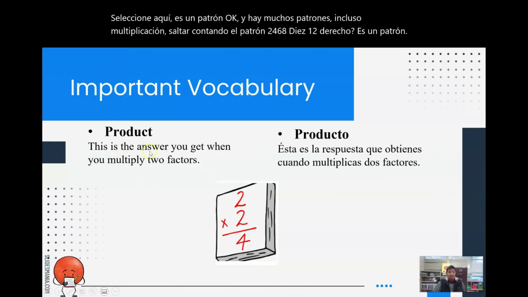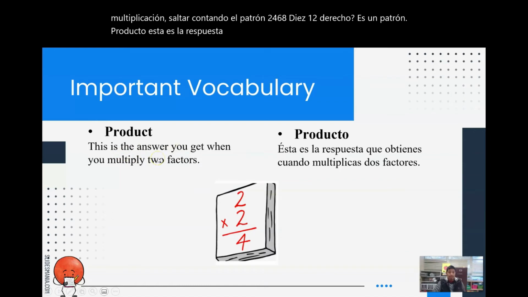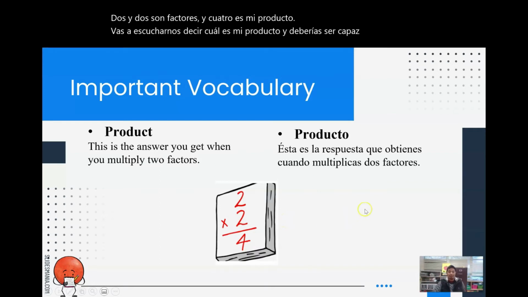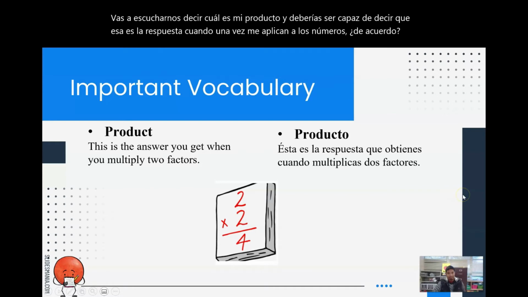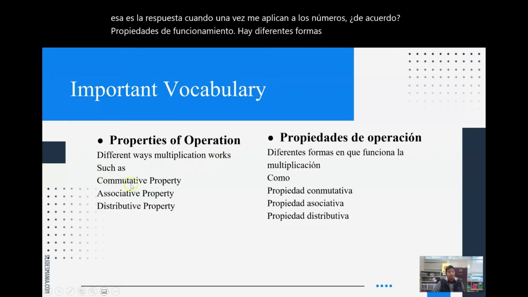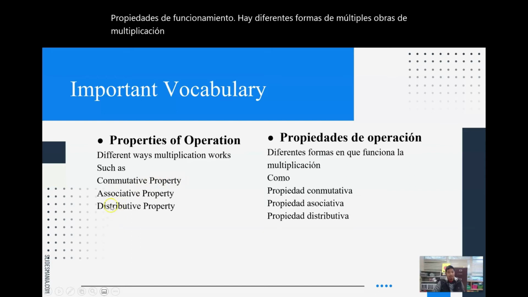Product. This is the answer you get when you multiply 2 factors, okay? So here we have 2 times 2 equals 4. 2 and 2 are factors, and 4 is my product, okay? So you're gonna hear us say, what is my product? And you should be able to say, oh, that's the answer when I multiply 2 numbers, okay? Properties of operation. There's different ways of how multiplication works, such as commutative property, associative property, and distributive property, okay?